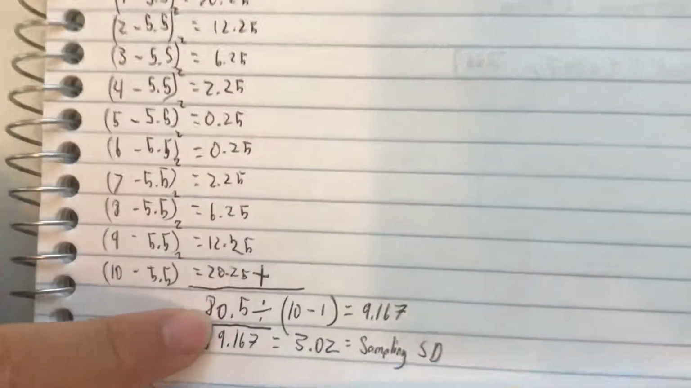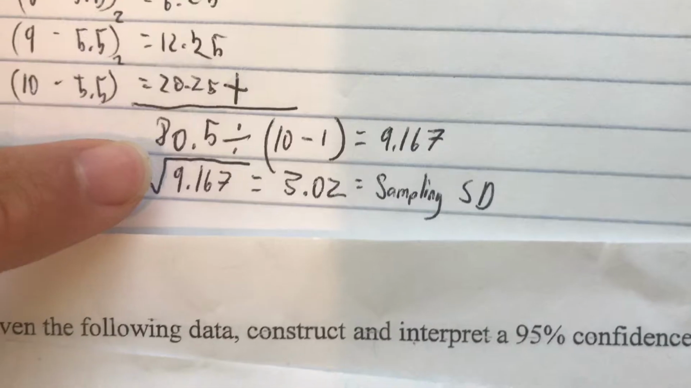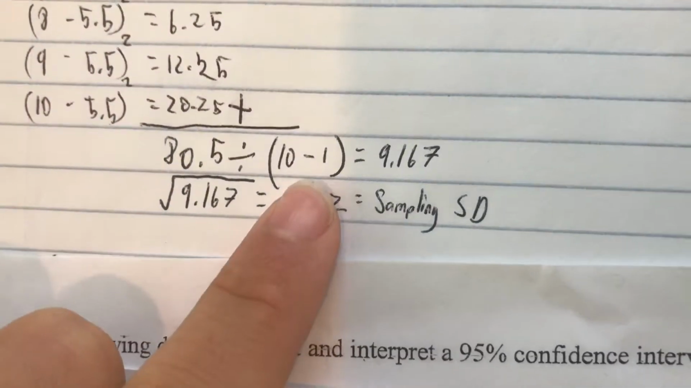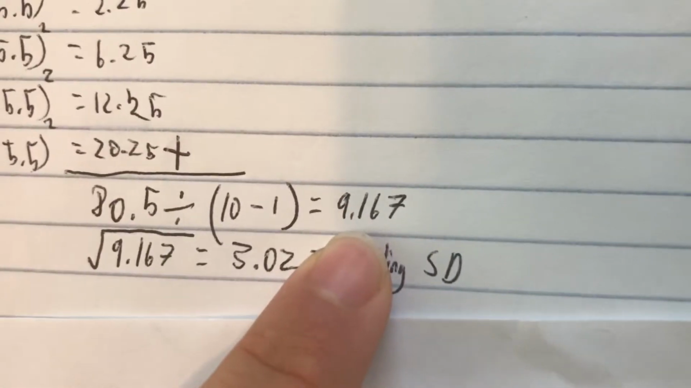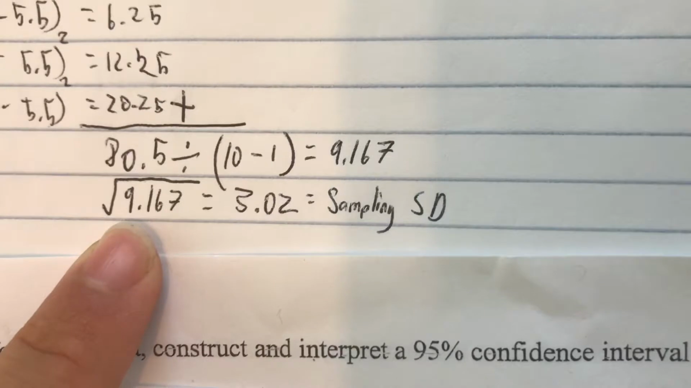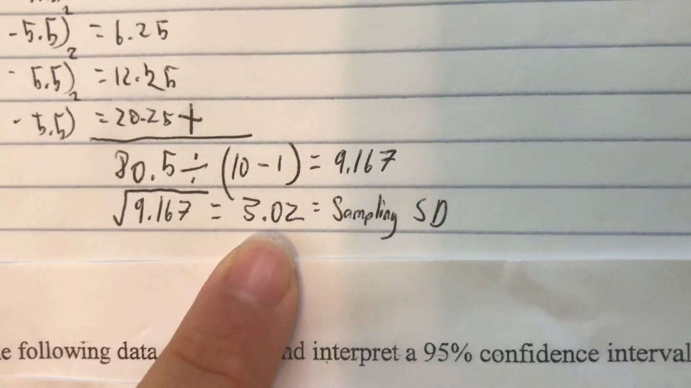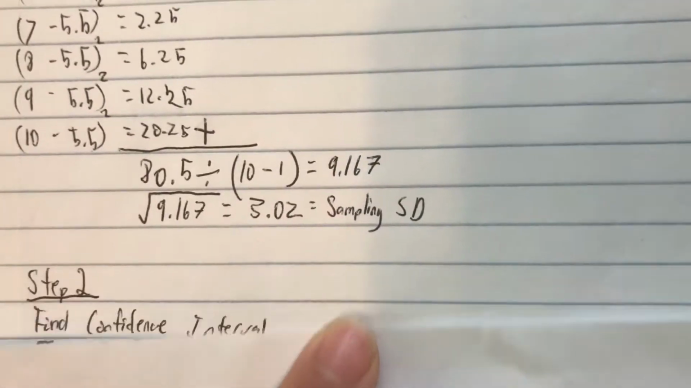We're going to add all of those and we get 80.5, and now we're going to have to divide that by n minus 1, which is 10 minus 1, which is 9, and we work that out, that comes to 9.167. So then we're going to have to take the square root of 9.167, which equals 3.02, and we know that 3.02 is our sample standard deviation.